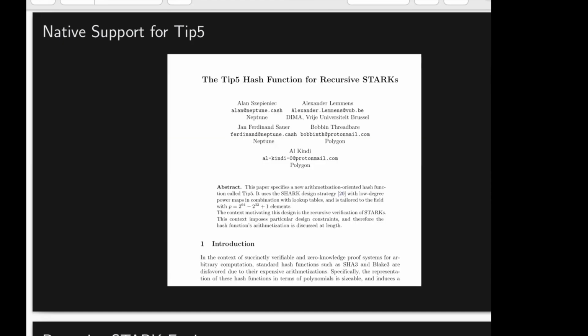So I mentioned the hash function. We're actually using a hash function that we came up with. Tip 5 stands for Triton Improvement Proposal 5. There were 4 improvement proposals before it. Tip 5 is a hash function. It gave rise to this paper. You can find it on ePrint. And by the way, you can even look at the implementation because it's obviously open source.